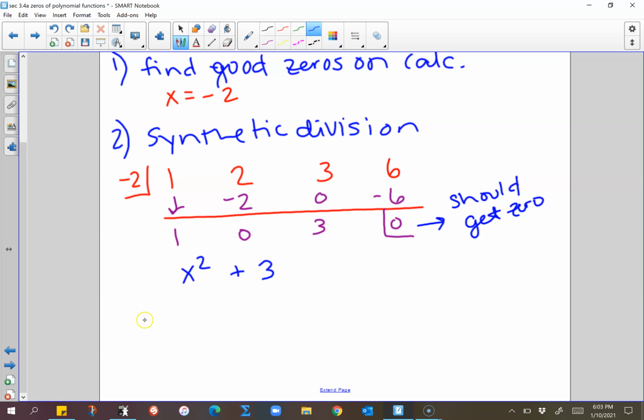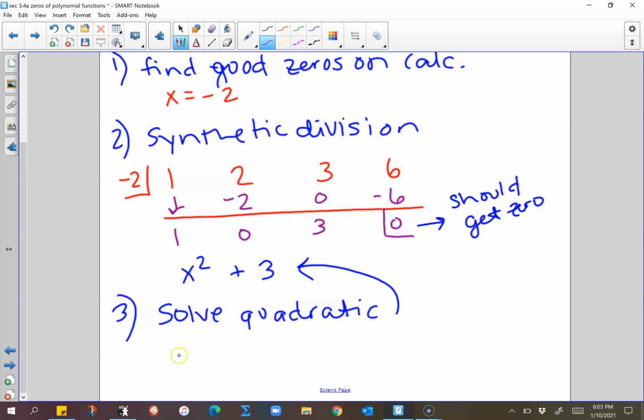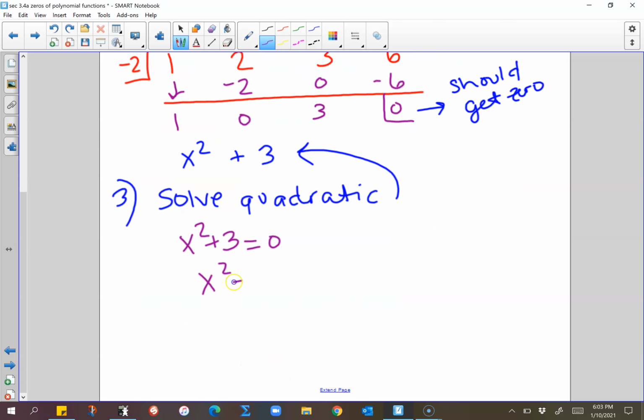Step 3 then, you're going to solve the quadratic, and then get your other 2. So if I'm solving this, x squared plus 3 equals 0, I would subtract 3, and then square root. So this is why I couldn't see them on the graph, because they were imaginary. You realize that the square root of a negative has an i, so it would be i root 3.